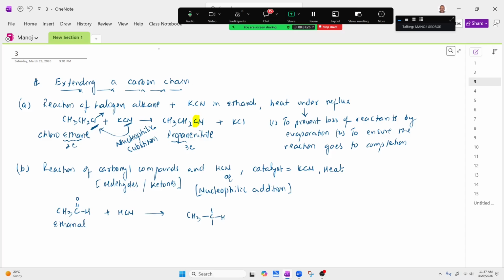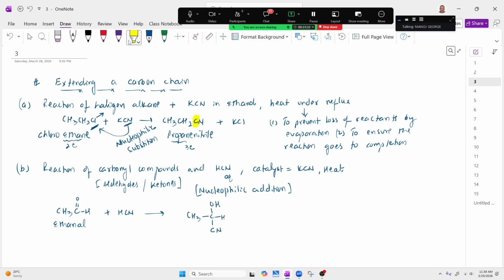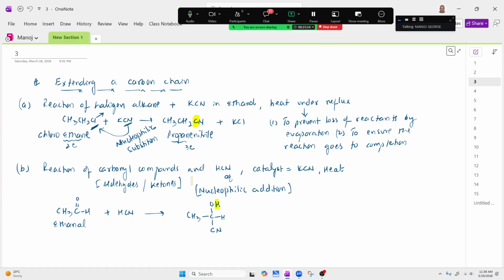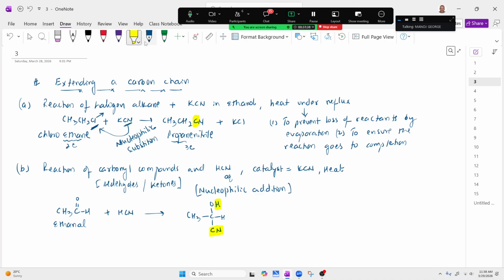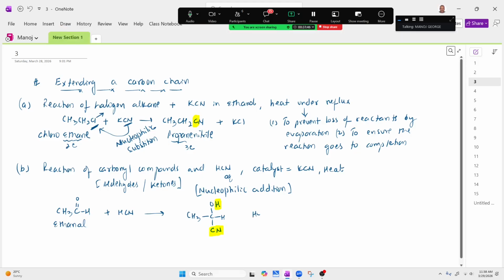What happens is that I get the H and I get the CN here. If you just pay attention, that's the H and that's the CN. You see, that's how they get added. The HCN gets added. It's a nucleophilic addition. This is called hydroxynitrile, simply called hydroxynitriles. Yes, you can give the IUPAC name as well.